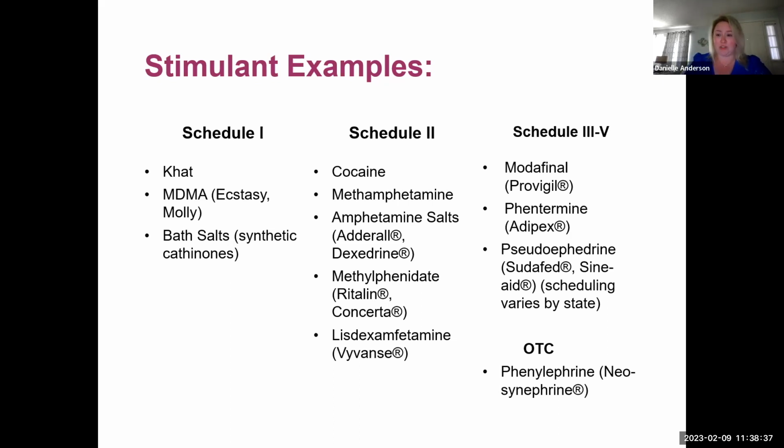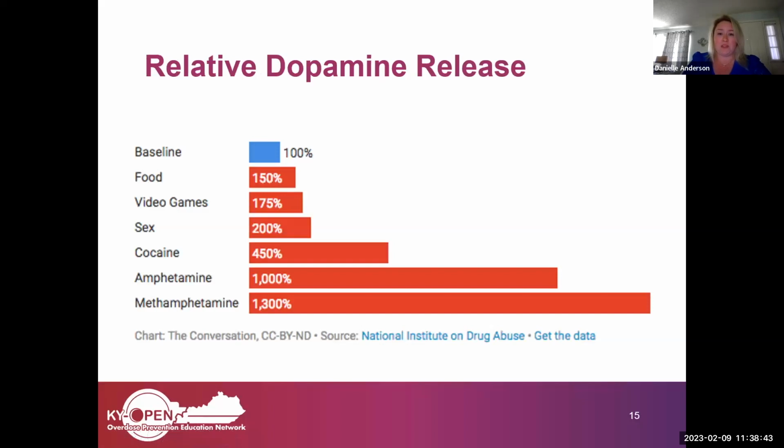Reviewing this slide of relative dopamine release, dopamine is the main neurotransmitter, or brain chemical, that's involved with stimulant use. I want to remind you that dopamine release is a natural and normal process in the brain and the body. And so we get this dopamine release from normal activities such as food, video games, sex.